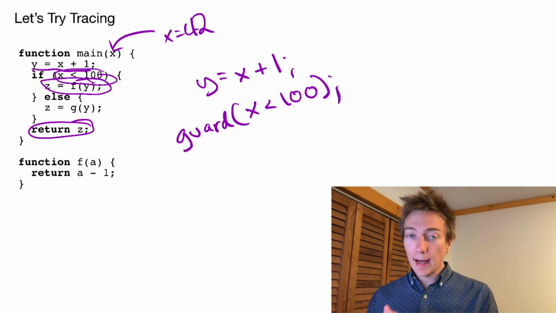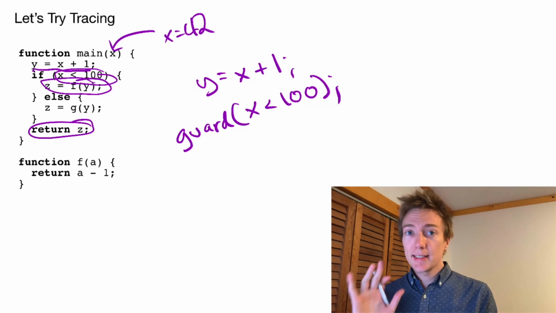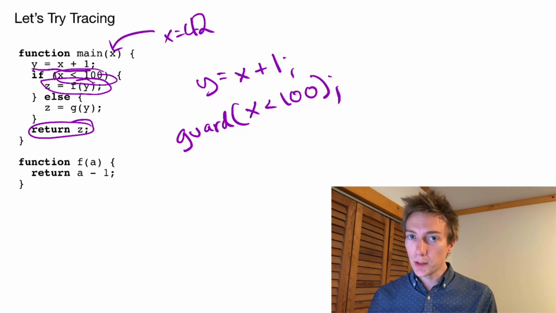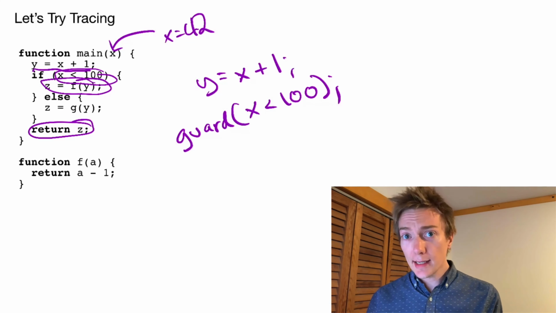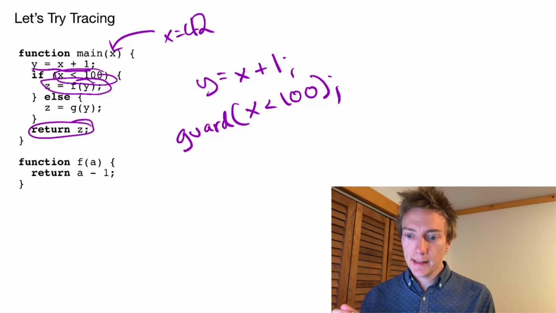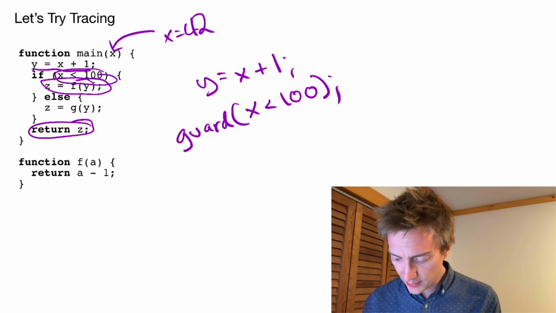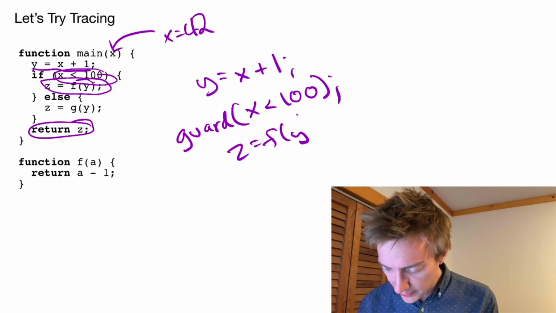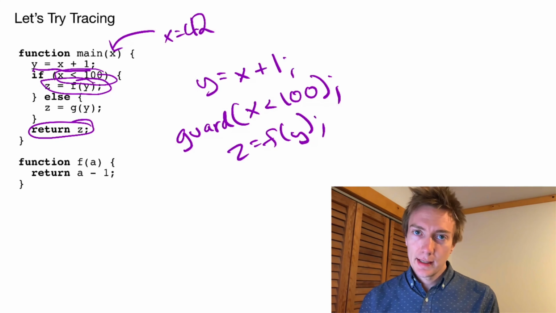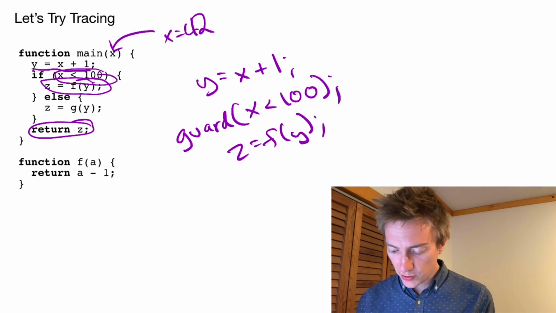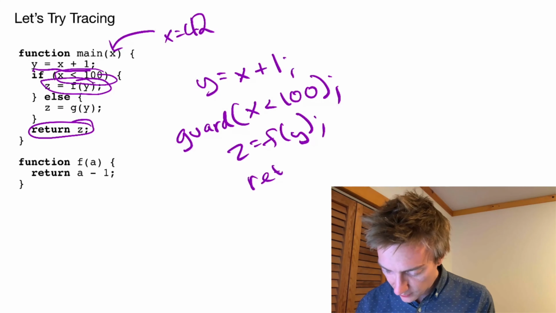If it's false, then we have some work to do. We have to recover and get out of the compiled code and transition back to the execution of the fully general interpreted code. So we'll insert that guard in order to capture the effect of the control flow divergence that happens at the if. Then we can keep on tracing like normal. That is, we'll just copy this code down and say z equals f of y. For the moment, I'm doing this intra-procedurally, that is, not traversing into the function f. And then finally, I can say return z.